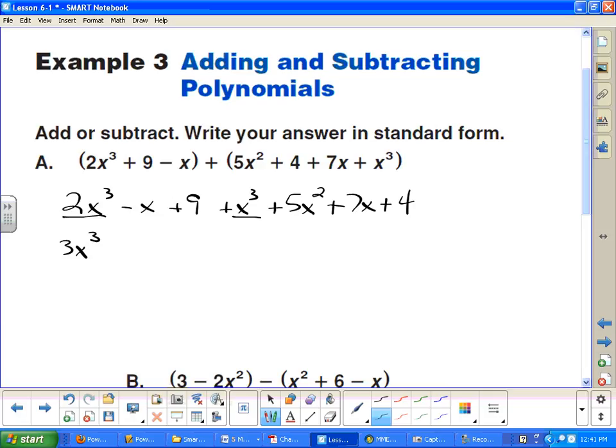And we're trying to do this in standard form, so I've done x cubed. Now I want to go to x squared. All right, so this isn't x squared. That's not x squared. Here I have a 5x squared here, and that's it. So all I got to do is just write that one down, 5x squared.